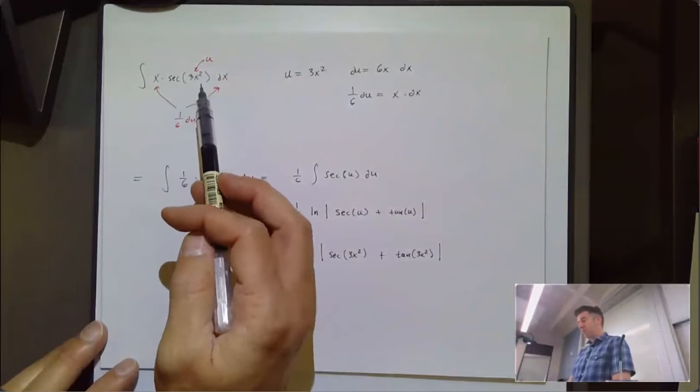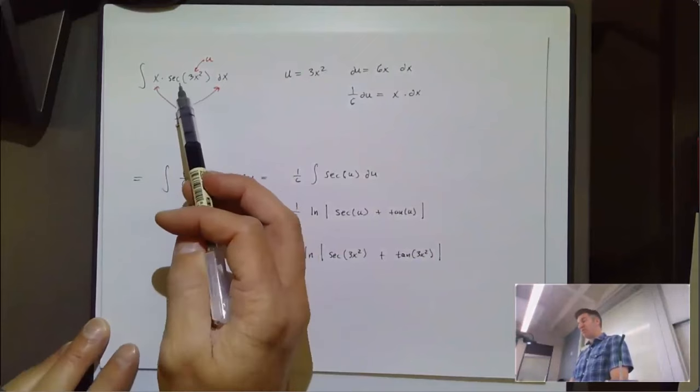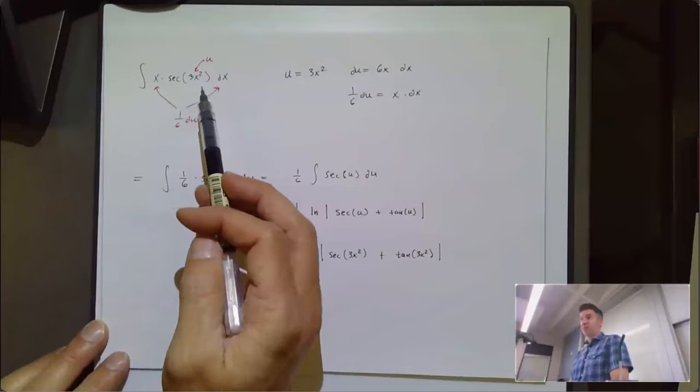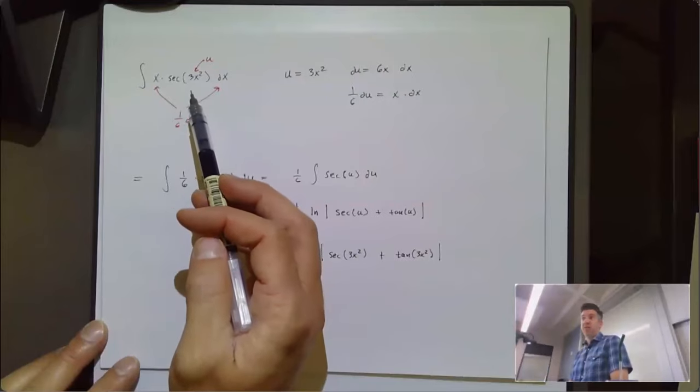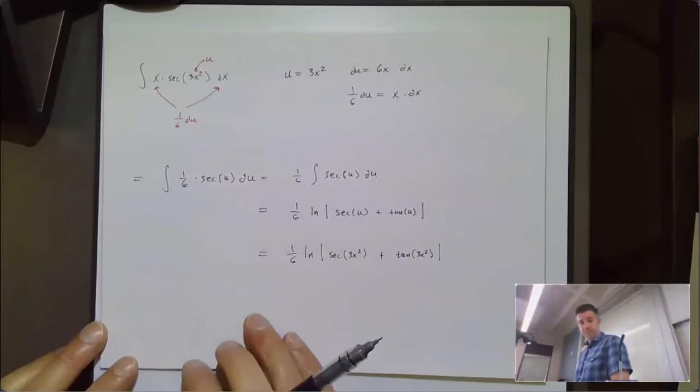On the other hand, if you pick u equal to secant of 3x squared, its derivative is going to get way more complicated. The derivative of secant of 3x squared is going to be secant of 3x squared times tangent of 3x squared times 6x. It's not getting better. So definitely not integration by parts. It really is a u sub problem.